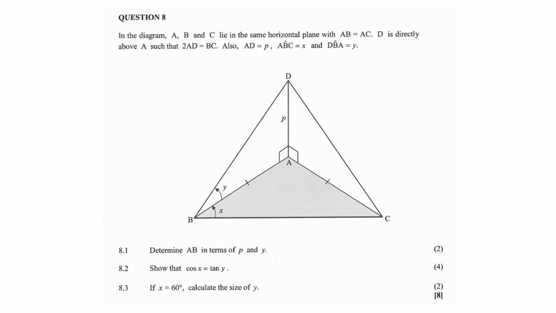So that is given. And also look at the diagram. It is a three-dimensional diagram. 8.1. Determine AB in terms of p and y. 8.2. Show that cos x is equal to tan y. And 8.3. If x is 60 degrees, calculate the size of y.